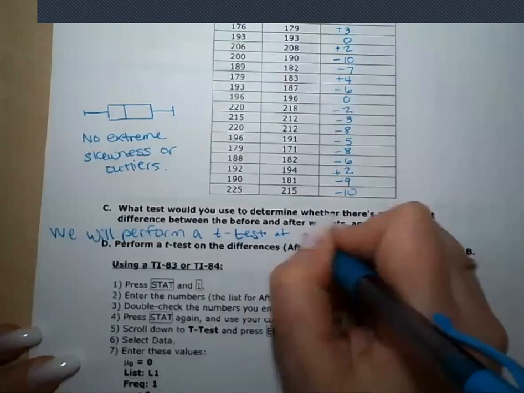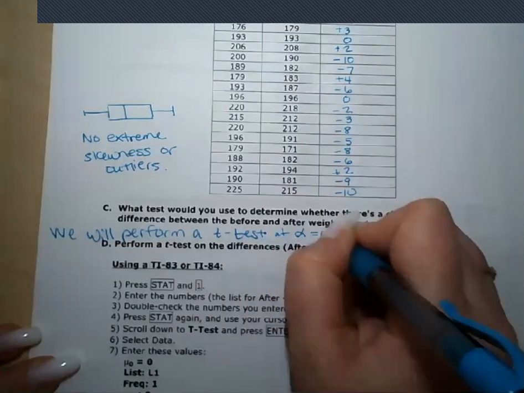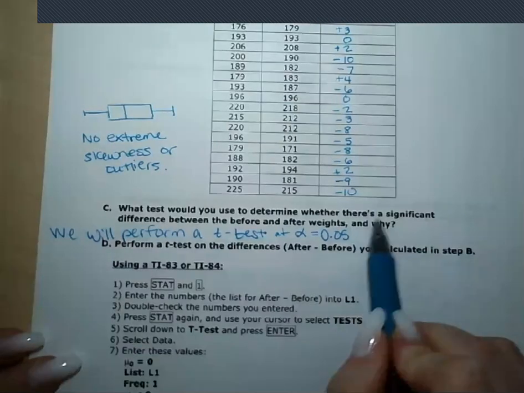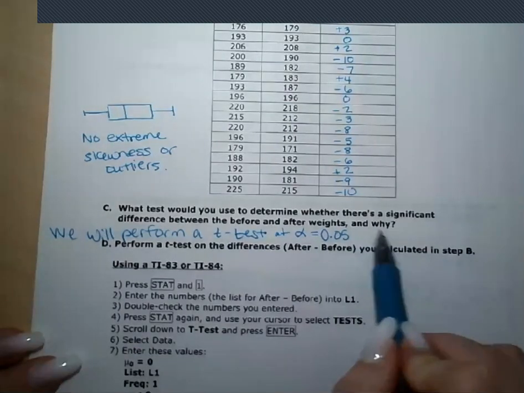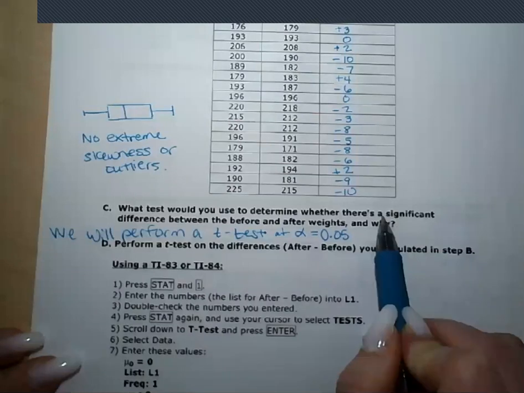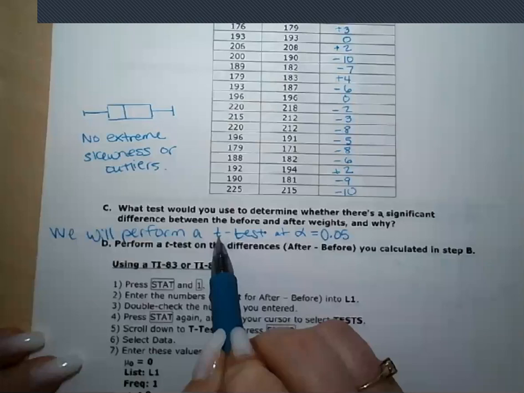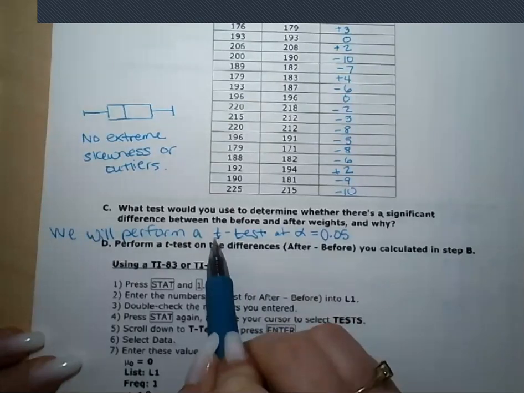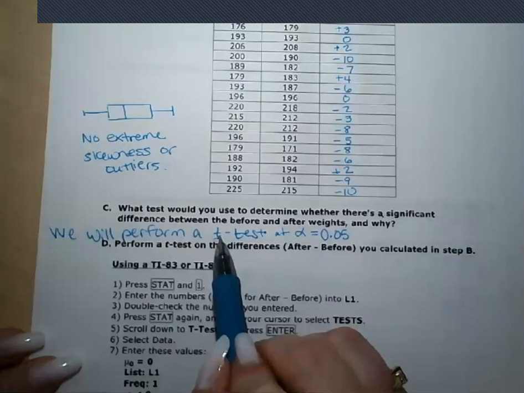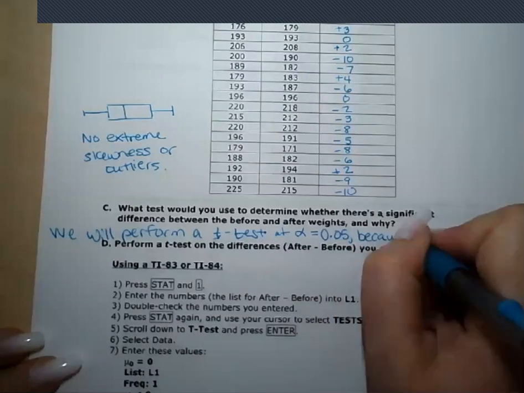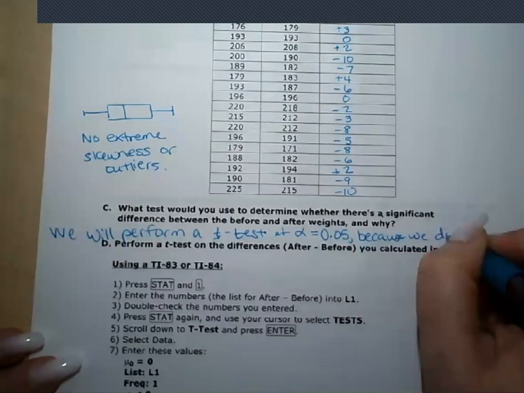at alpha equals 0.05. And it says, why? Why are we doing a T test? Meaning, why are we not doing a Z test? Why do we ever do a T test instead of a Z test? Z tests are better. We do T tests more often in real life, because we don't know the population standard deviation. So I'll say because we do not know sigma.